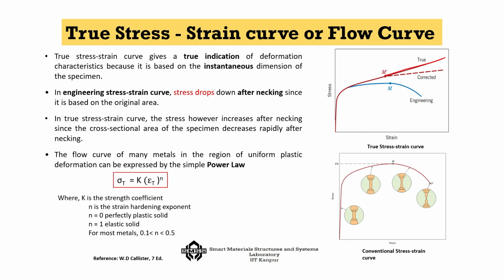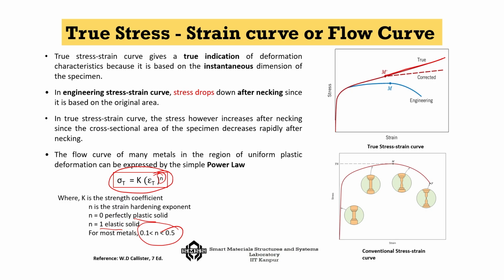Now, this part, the plastic deformation part, can be modeled with the help of a power law, where K is the strength coefficient and N is the strain hardening exponent, and N equals 0 for perfectly plastic, N equals 1 for elastic. For most metals, the value of N is between 0.1 to 0.5. So, that is the flow curve of the material at the plastic zone itself.